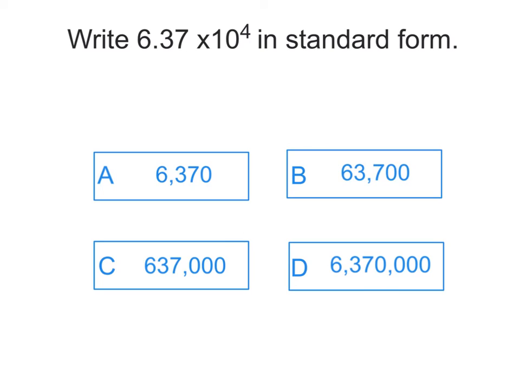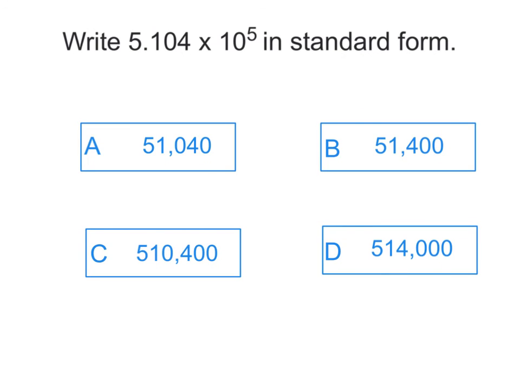Our third question, write 6.37 times 10 to the fourth in standard form. And you can pause now. And our final question, write 5.104 times 10 to the fifth in standard form. You can pause, and when you're ready, come back to the next slide and you can check your answers.